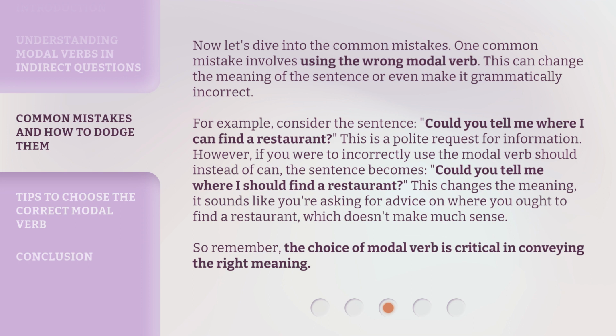However, if you were to incorrectly use the modal verb should instead of can, the sentence becomes, could you tell me where I should find a restaurant? This changes the meaning. It sounds like you're asking for advice on where you ought to find a restaurant, which doesn't make much sense. So remember, the choice of modal verb is critical in conveying the right meaning.